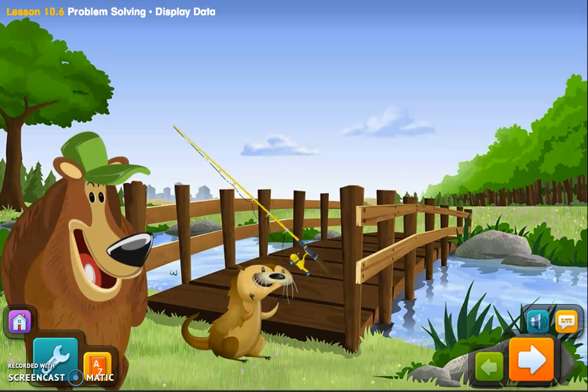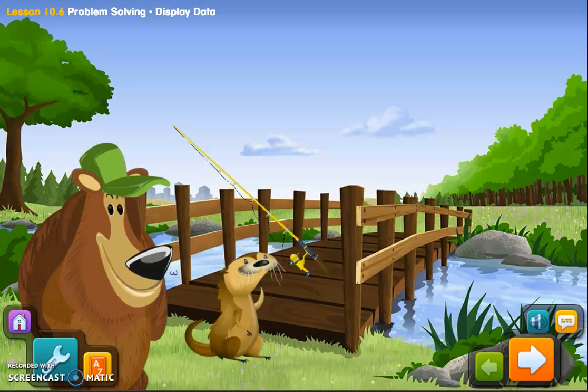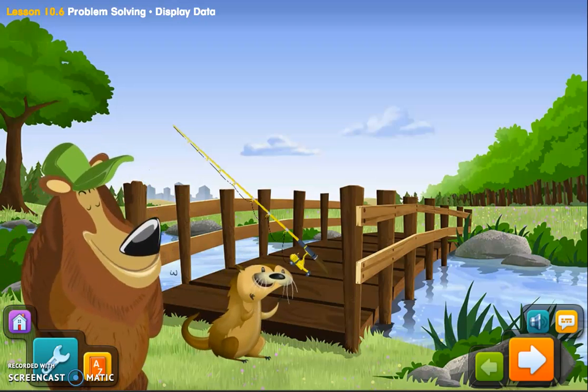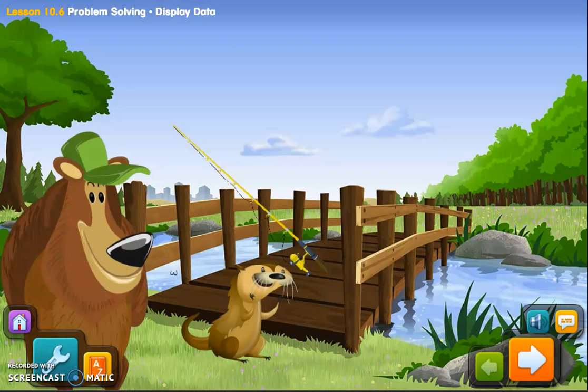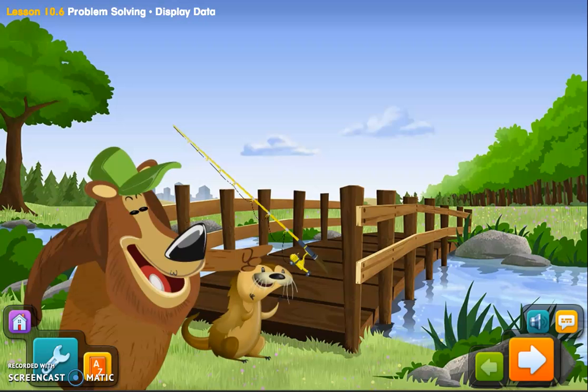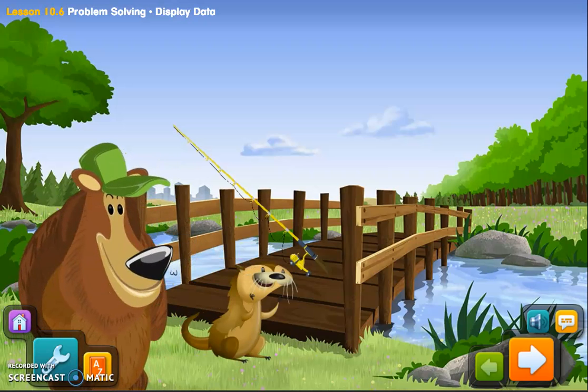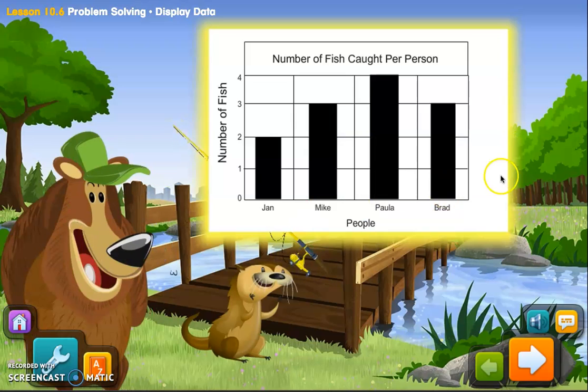Okana loves to go fishing, and so do the people who come to the park. The park rangers keep track of the number of fish each person catches. I found a chart that shows this information. Click the fishing rod to see the chart. The chart is a bar graph. I wonder how many people caught 3 fish. How can we read the chart to find out?